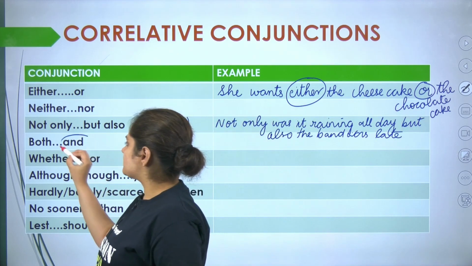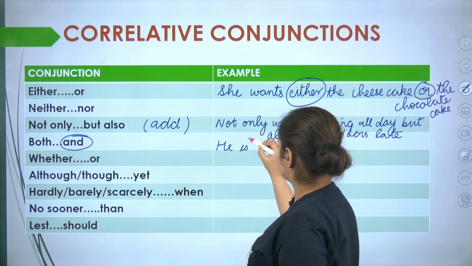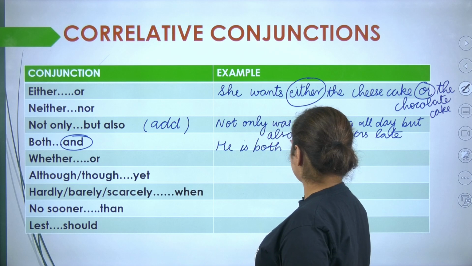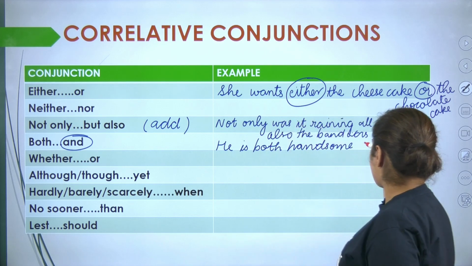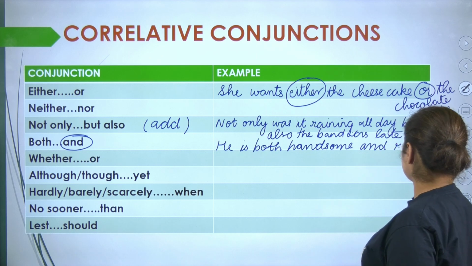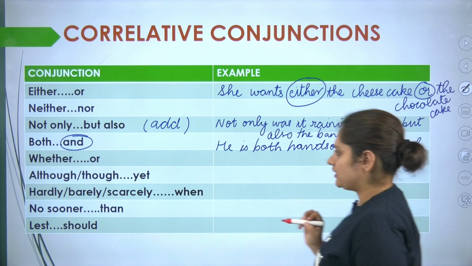Now with both, the pairing is always and. He is both handsome and rich. With this pairing, you have to be careful. With both, it will be and.